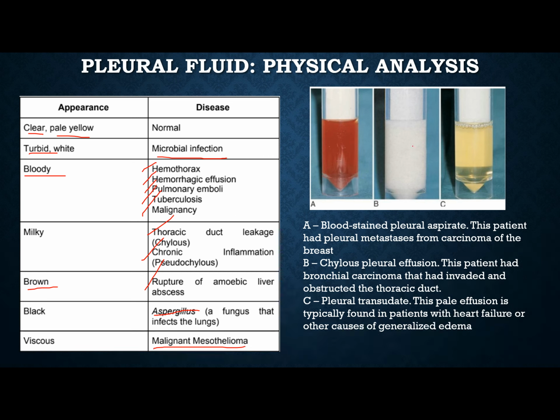Now, these are some examples class of your pleural fluid. The first one, yung letter A dyan, this is a blood-stained pleural aspirate. This patient had pleural metastasis from carcinoma of the breast. So, may cancer siya sa breast class, causing a blood-stained pleural fluid. Then, yung B naman, yung nasa gitna, this is a chylous pleural fluid. This patient had bronchial carcinoma that had invaded and obstructed the thoracic duct. Then the last one is a pleural transudate. This pale effusion is typically found in patients with heart failure or other causes of generalized edema.